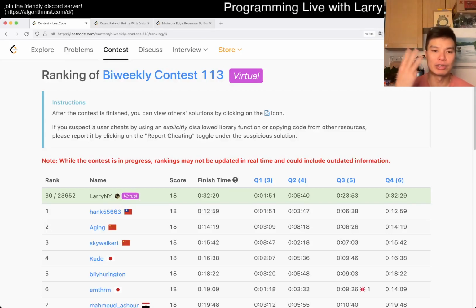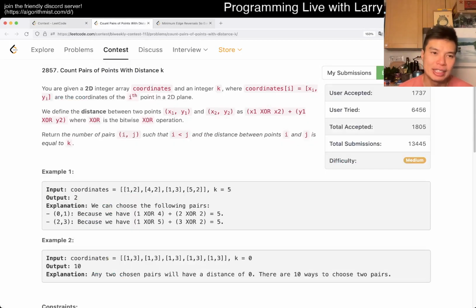This is me going Q3 of the bi-weekly contest 113. Count pairs of points with distance K.